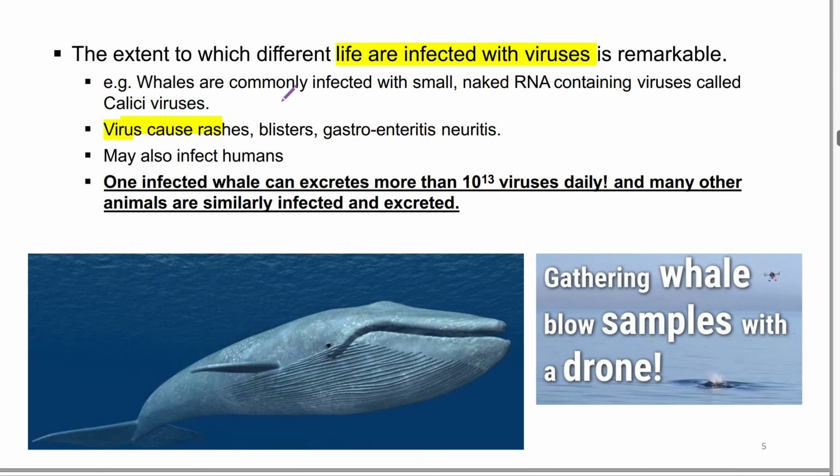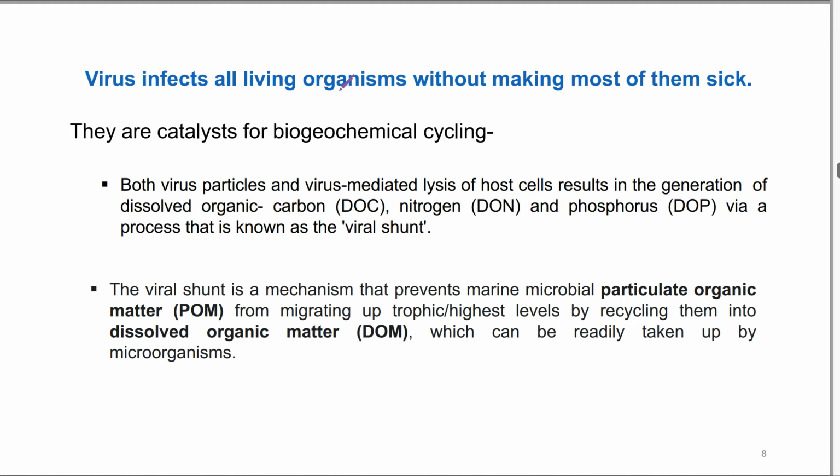The extent to which different life forms are infected with viruses is remarkable. For example, whales are commonly infected with small naked RNA-containing viruses called calicivirus. The virus causes rashes, blisters, gastroenteritis, neuritis. This is one type of disease, and may also infect humans. One infected whale can excrete more than 10 to the power 13 viruses daily. So amazing. And many other animals are similarly infected and excrete viruses. Viruses infect all living organisms without making most of them sick.